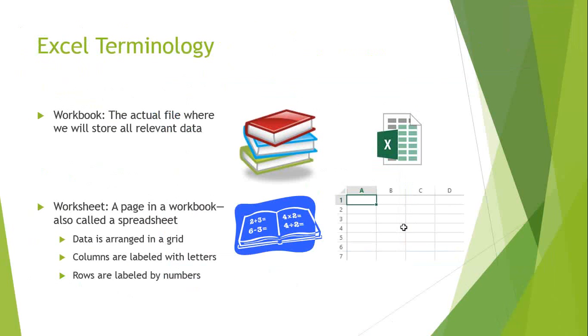Now before we get into Excel, we need to understand some terminology that Excel uses. The first is a workbook. This is the actual file where we will store all relevant data. You can think of a workbook as a book with a lot of pages in it. And on your computer, an Excel file will look like the icon on the right. A worksheet is a page in a workbook. It is also called a spreadsheet. In here, data is arranged in a grid, columns are labeled with letters on the top, and rows are labeled by numbers at the bottom.